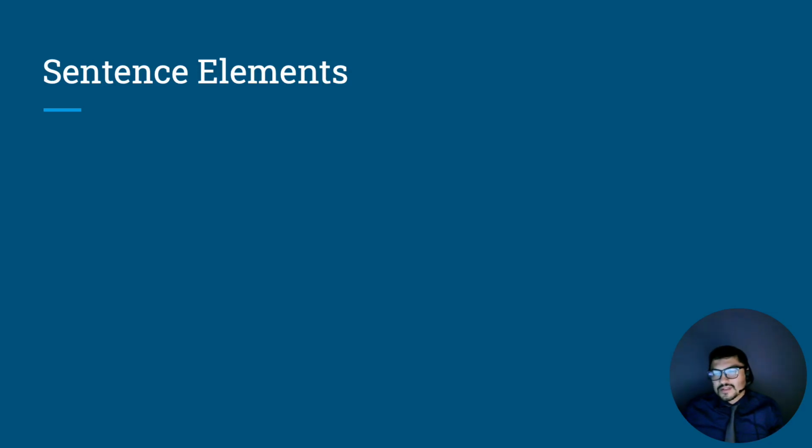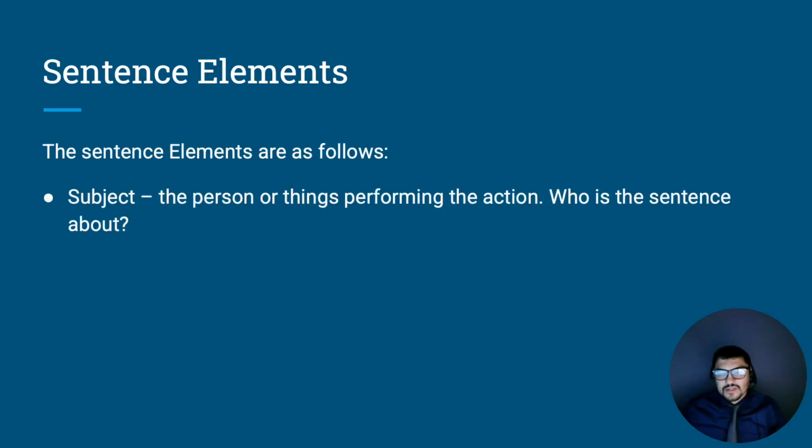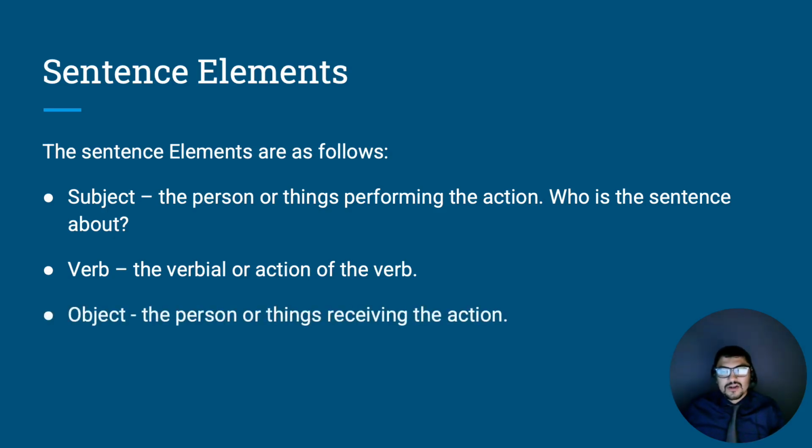Right, so let's go through the sentence elements. These are actually quite easy, and the first one is as follows. The subject is the first one. The subject refers to the person or thing that is performing the action in the sentence. Second, we have the verb. The verb is the action of the sentence, or it could be a verbal word, right? So sometimes the verb is a non-action verb.